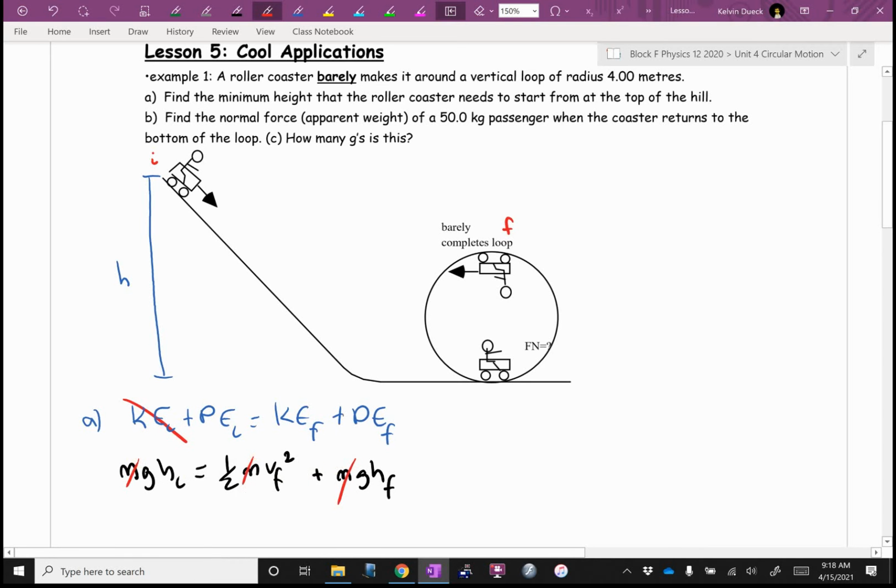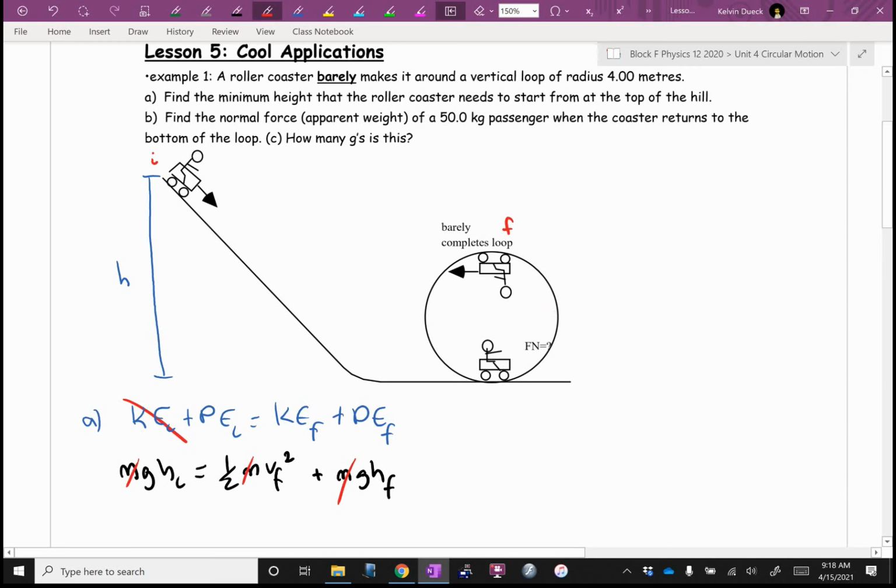Okay. I want to get h initial by itself. Eventually, I'm going to divide by g, but let's look on the right-hand side here. Do I know the final height? Well, sort of. How far from here to here? What do I call that distance? What letter have I used for the distance from the center to the edge of the circle? Radius, r, yes? So, do a little thought puzzle. How far from here to here? r, yes?